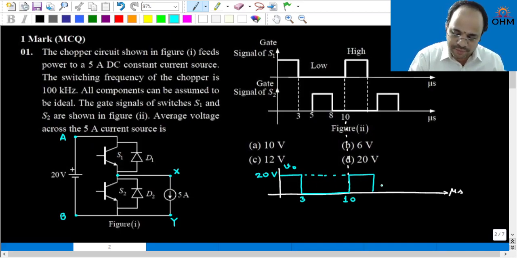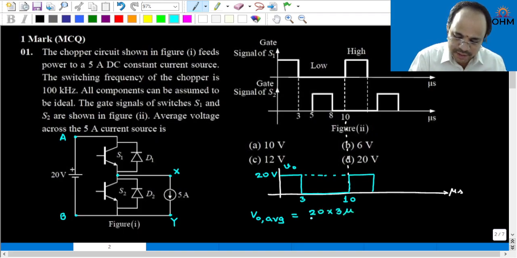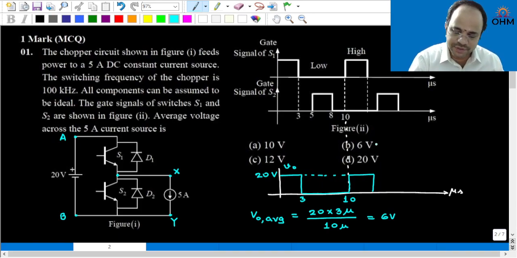Now finally, from this waveform, we have to find the average output voltage. So V0 average is equal to the area under the waveform. The area under the waveform is 20 multiplied by 3 microsecond divided by 1 cycle time. So this is equal to 6 volt. So this is a very simple question given for 1 mark. That is, the answer will be 6 volt. Now let us look into the next question.